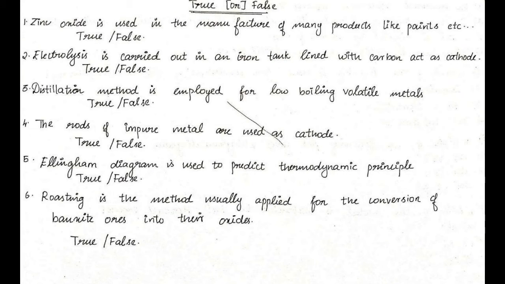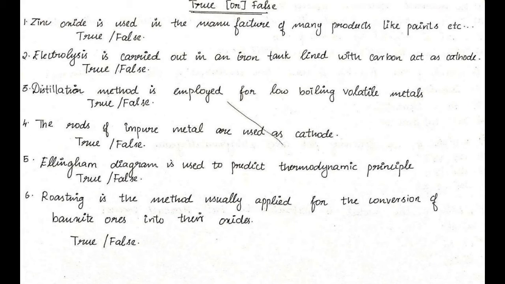Okay, let us discuss about the true or false. Zinc oxide is used in the manufacture of many products like paints, etc. State whether the statement is true or false. Second, electrolysis is carried out in an iron tank lined with carbon acting as cathode. State whether this statement is true or false. Distillation method is employed for low boiling volatile metals. State whether the statement is true or false.